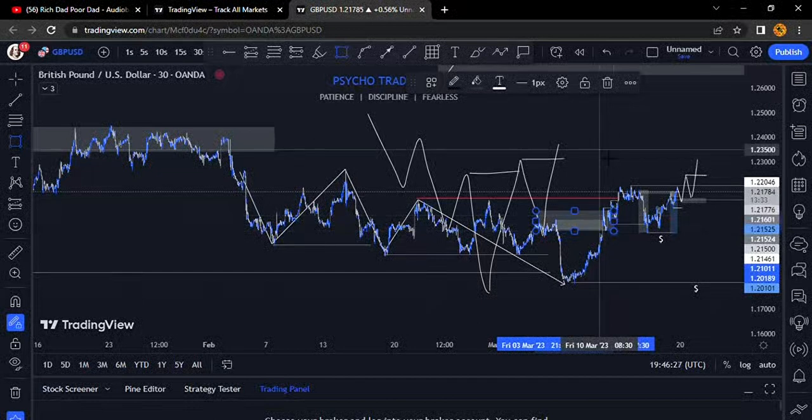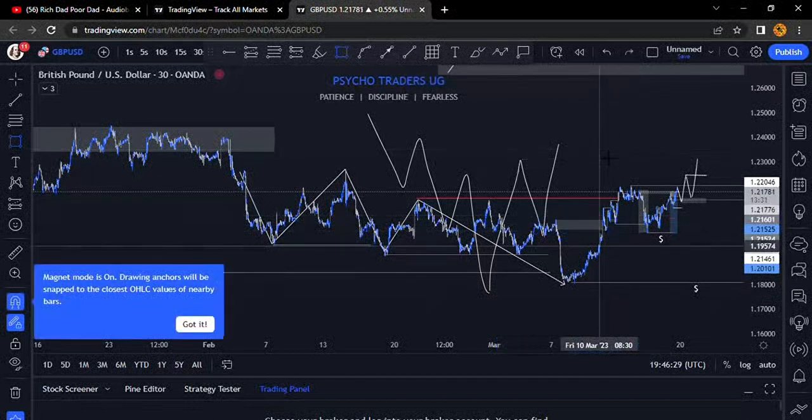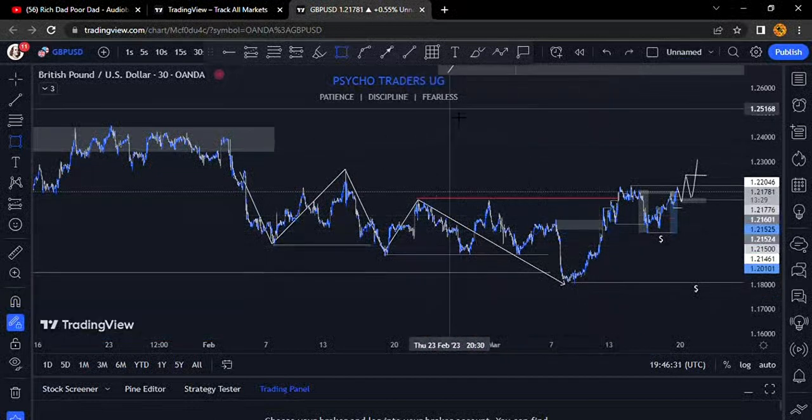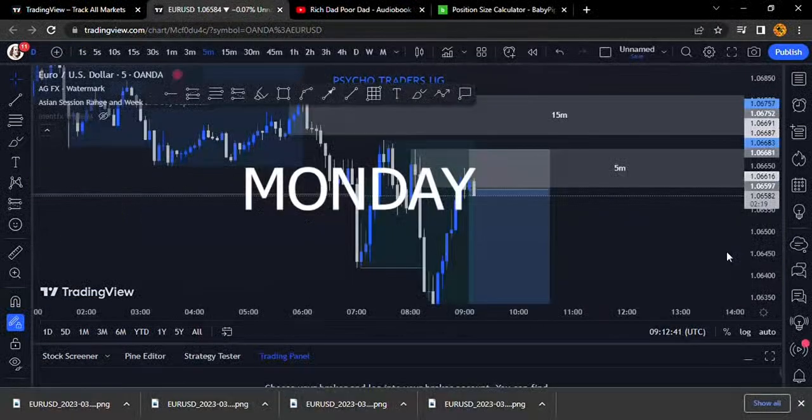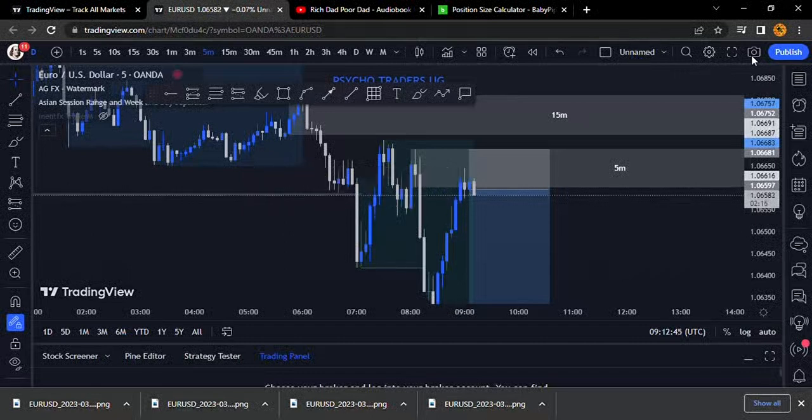So that's the same thing that we are looking at on GBP USD. So I'll update you guys. Hello guys, I hope you're doing well. So it's a Monday afternoon, because 12 minutes that I've made it an afternoon.